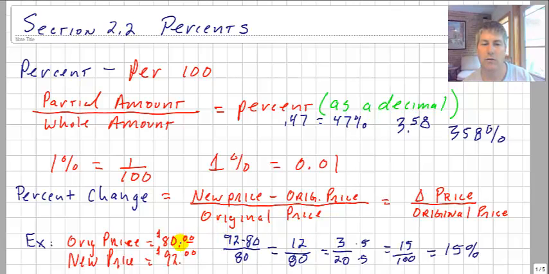For some of you guys, this might have been an eyeball problem. Okay, you see that the original price is $80. 10% of 80 is 8, and then half of that is 4 more. So half of 10% is 5%. So the 10% plus the 5% gives you the 15%. So that's how to calculate the percent change.